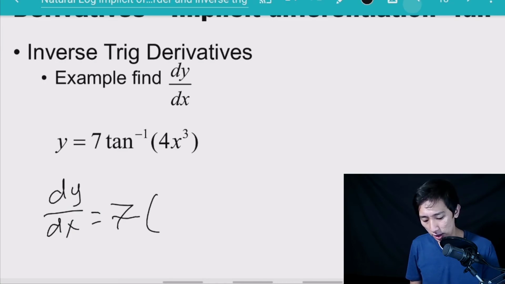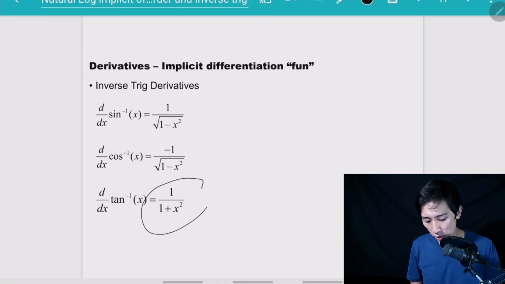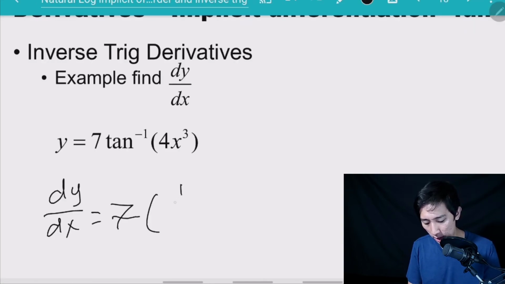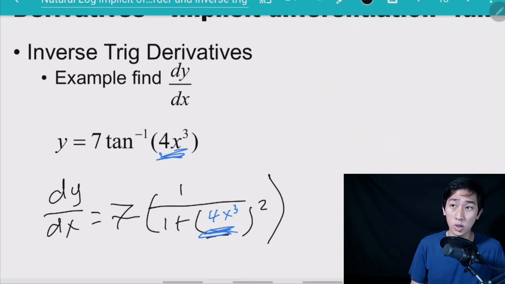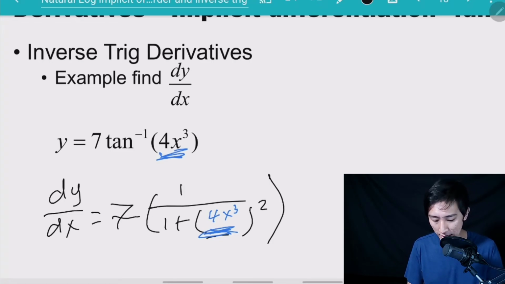My outer function: what we know is the derivative of tan inverse of x is 1 over 1 plus x squared. So we're going to get 1 over 1 plus blank squared, and the thing that goes inside of my blank is whatever was originally inside of your function. So this is going to be 4x cubed. That's my outside function. Now, according to chain rule, we have to take the derivative of my inside part, and the derivative of my inside part is 12x squared.